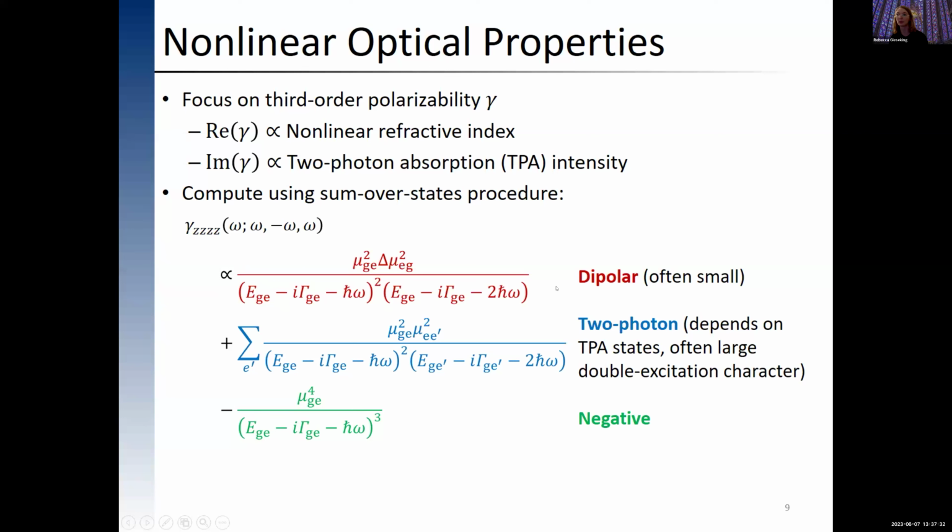A lot of times this dipolar term is small. It's related to change in dipole moment when you excite from ground state to your excited state. The two-photon term relates to, basically, we have these series of states. So we go from the ground state to a one-photon allowed absorbing state. And then we go from the one-photon allowed state to a two-photon allowed state. And so those two-photon states a lot of times have really significant double excitation character. And then this negative term is really just related to your one-photon states.